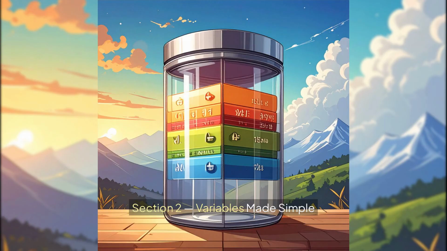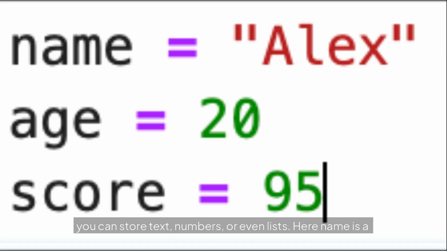Section 2. Variables made simple. A variable is just a container that stores data. You can store text, numbers, or even lists. Here, name is a string variable. Age and score are integer variables.